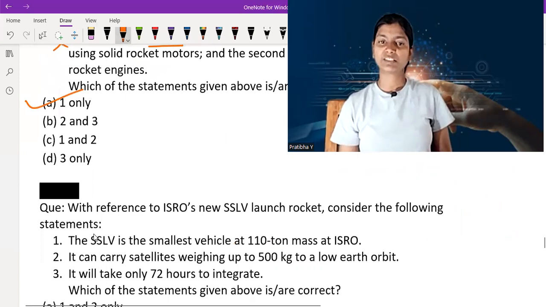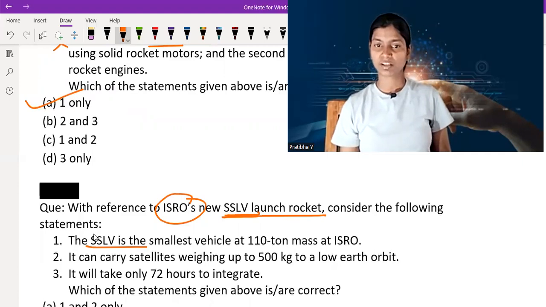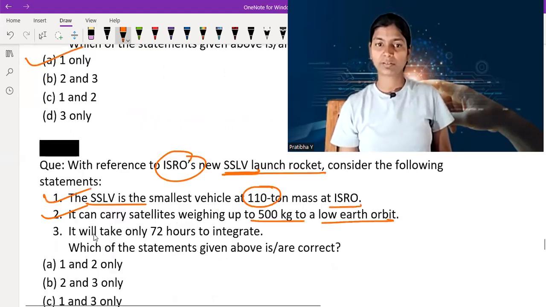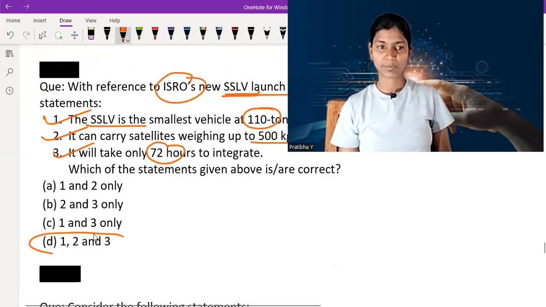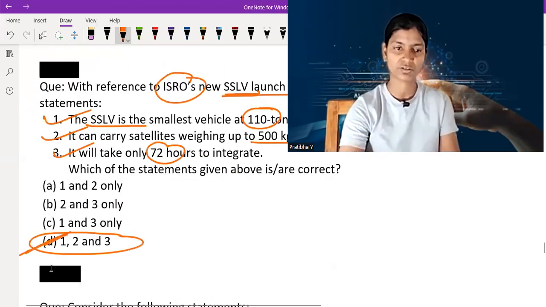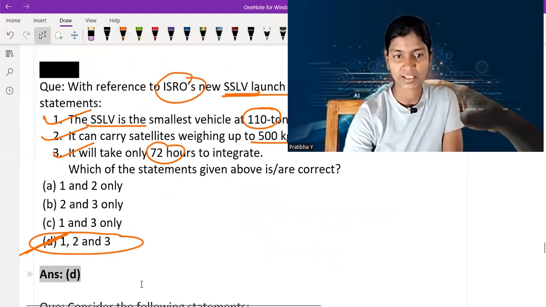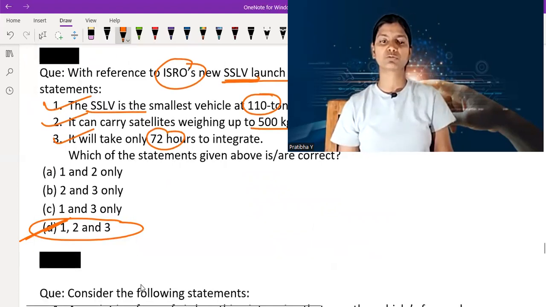With reference to the new ISRO SSLV, the small satellite launch vehicle, consider the following statements. This is the smallest vehicle, with a mass of 100 tons, of ISRO. Yes. It can carry satellites weighing up to 500 kg to low Earth orbit. Yes. It will take only 20 to 22 days. All the statements are correct, 1, 2, and 3. That means option D is correct. Let's check the right option. Option D is correct. That means we are on the right path. Now let's move on to the next question.